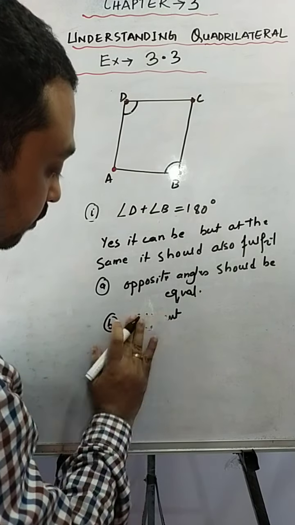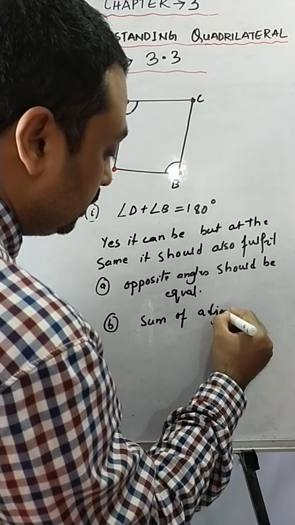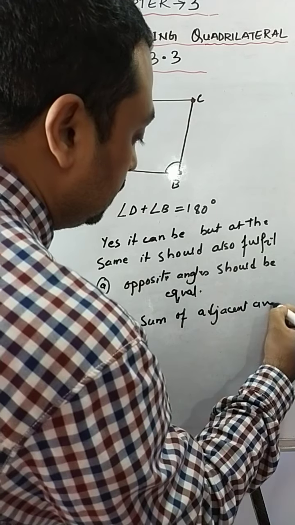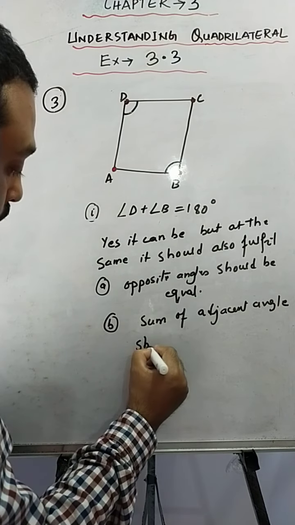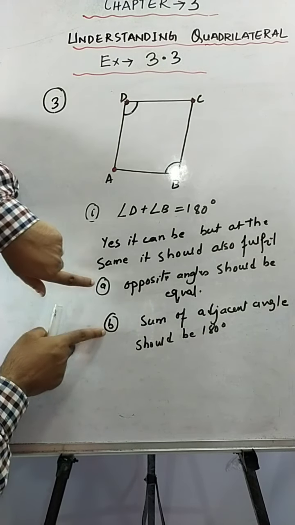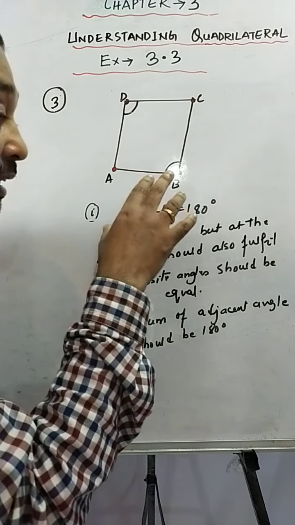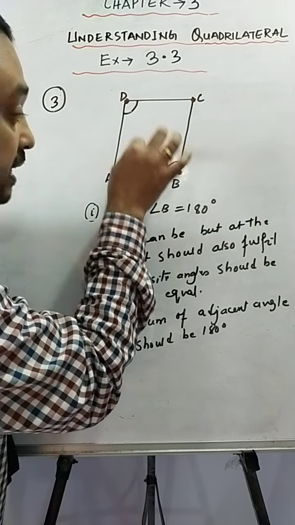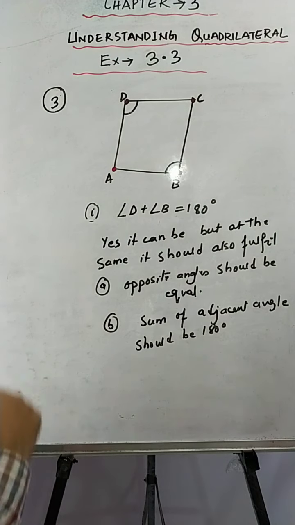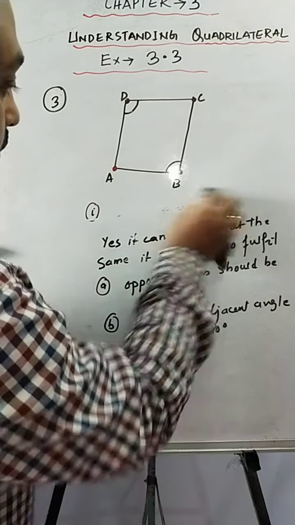So the sum of adjacent angles should be 180 degrees. So if we include these 2 points with this point, then obviously we can say that there is a possibility that this quadrilateral ABCD can be considered as a parallelogram. Okay. Now, what is sum number 2 then? Let me rub this.